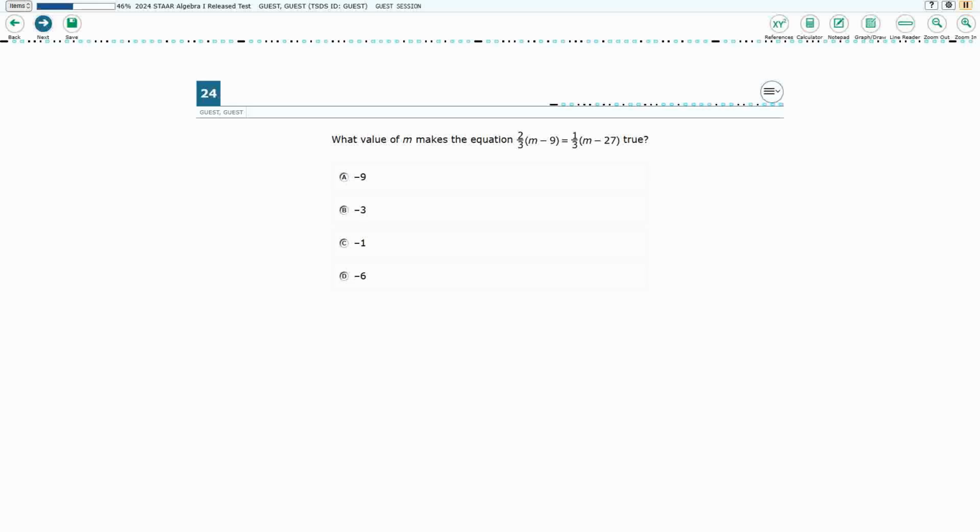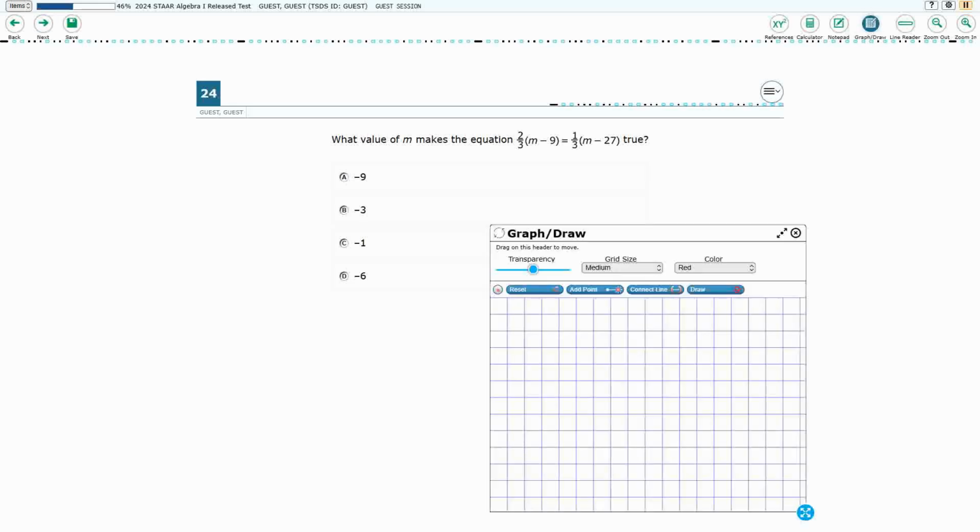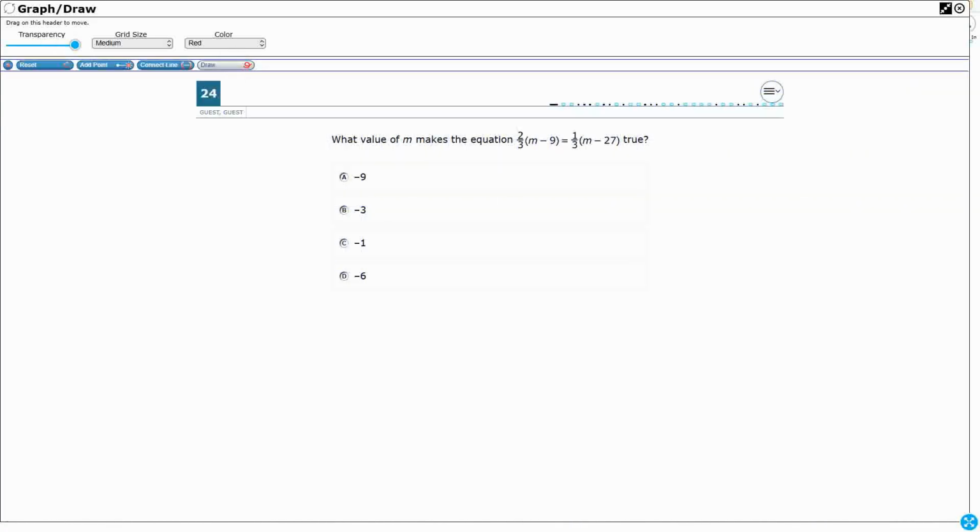Next, for number 24, we are looking at linear equations and the distributive property. This is 8.5a. And we just need to find a value of m that makes the equation true. Now, we've got a few options here. We can solve for m, which we can work through, or this is multiple choice. They give us 4 answers. Students might just elect to plug each of these in and just plug and play and find the correct answer. When you are given 4 answer choices, that is a valid strategy.